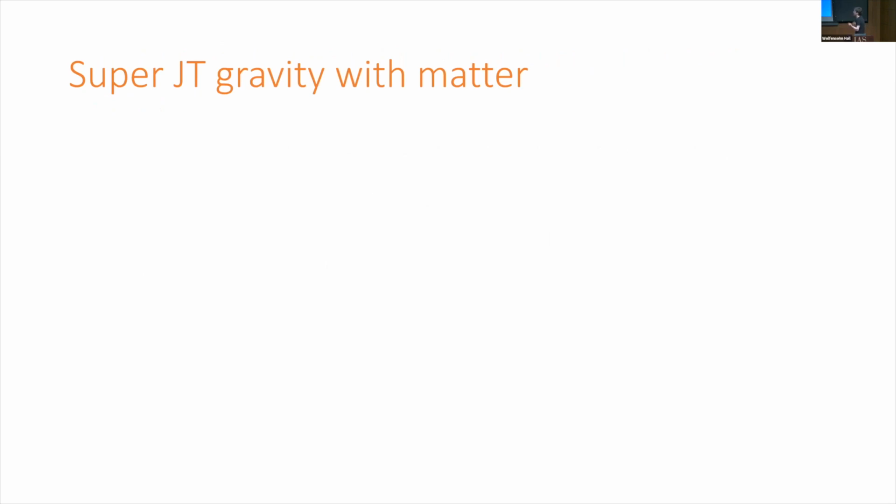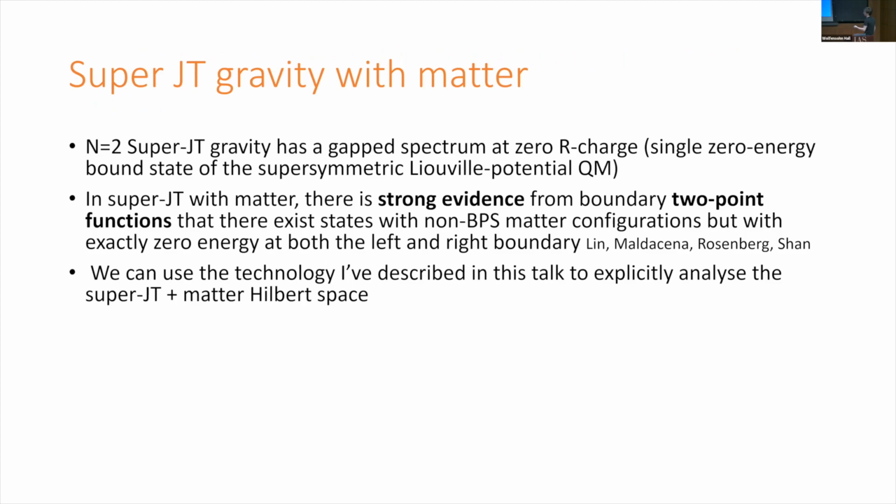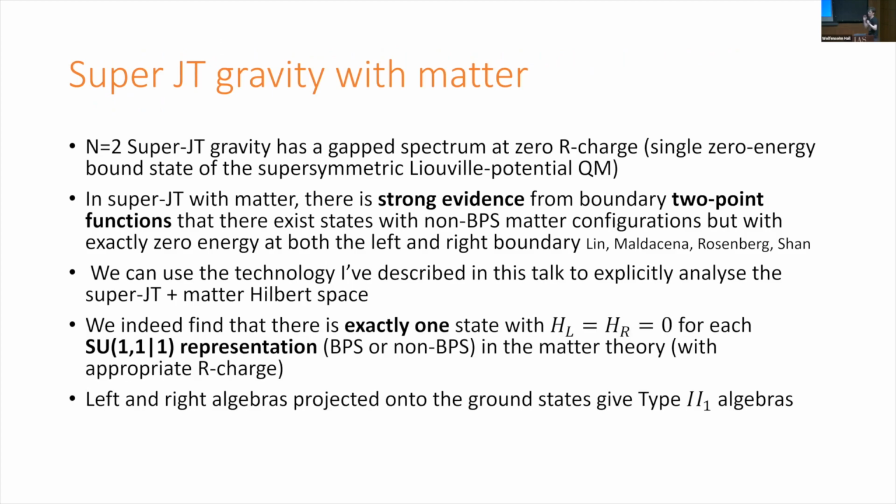So yeah, there's a story about super JT with matter, but I'll just flick through it. There was a really interesting paper by Juan and Henry and a couple of other people where you have states that have zero energy on both sides, even though they have non-BPS matter in the middle. Using these sort of technologies, you can exactly count those states and really look at how many there are, see them very explicitly in a Hilbert space picture.